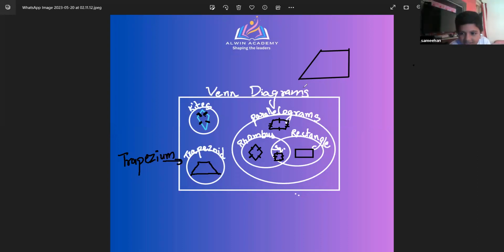Ma'am, it's not a rectangle. No, ma'am. How can this be a rectangle? Beta, in a rectangle both pairs of opposite sides are parallel and equal. That is why we have kept a rectangle in the parallelogram category.